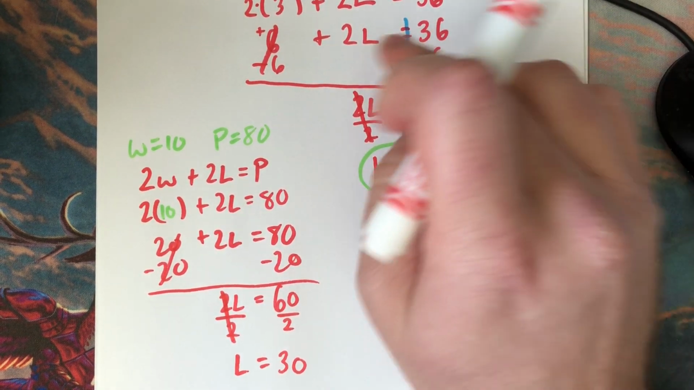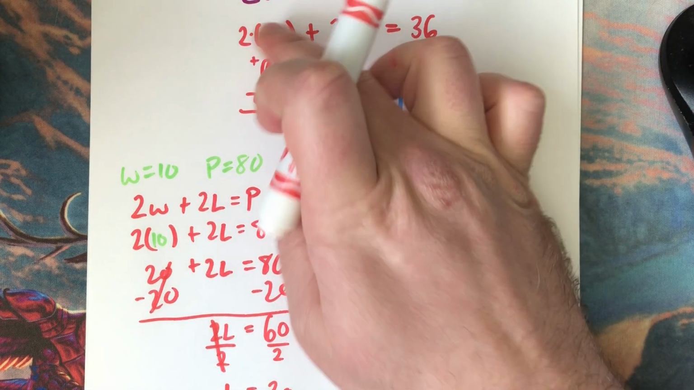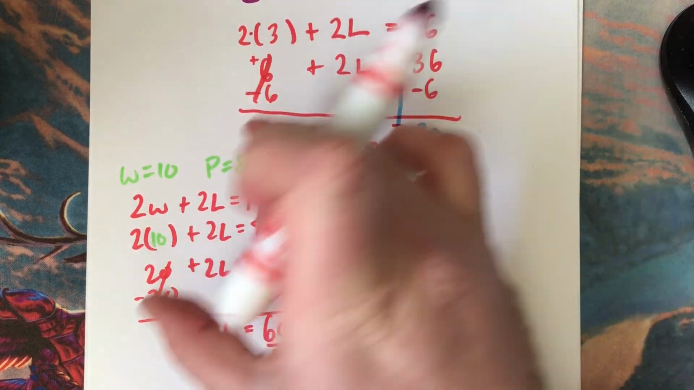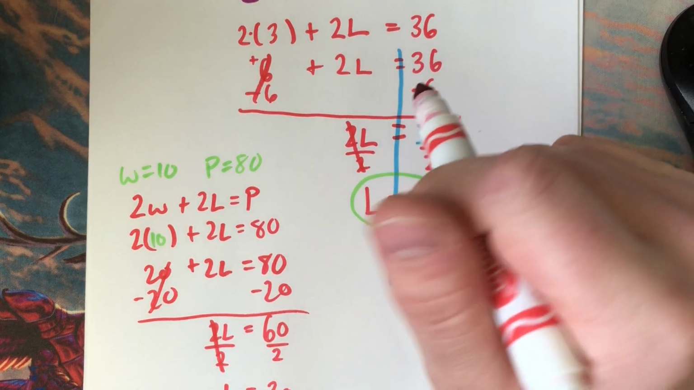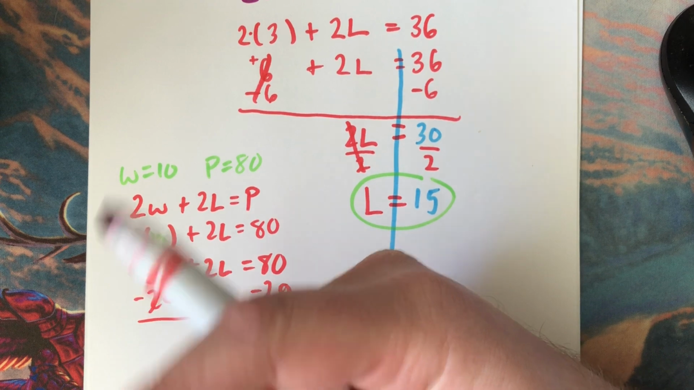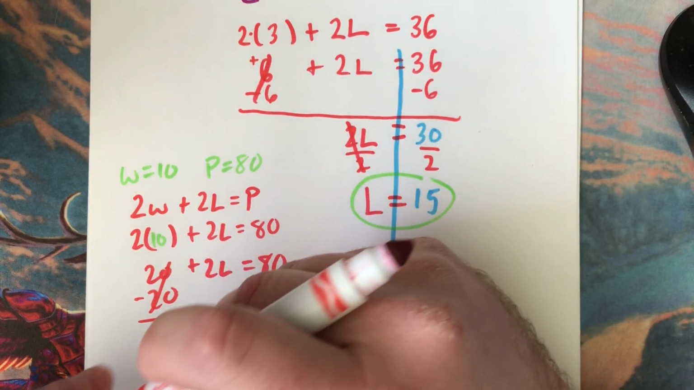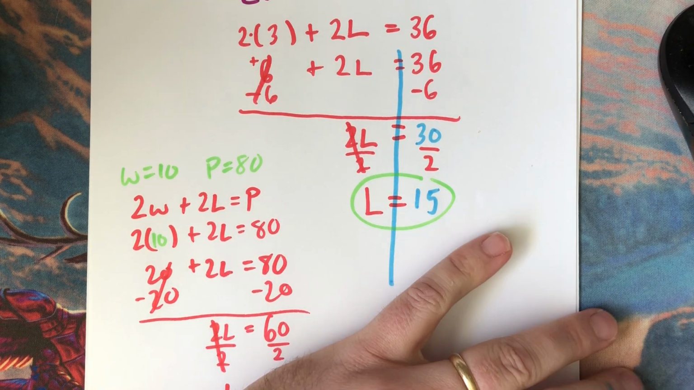So the first thing we did was 2 times 3 or 2 times 10, we got that number. Then we subtracted that number. And then we divided by 2. And since we do that every single time, there's actually a way to do this without plugging in different numbers every single time. And this is where literal equations are very, very useful.